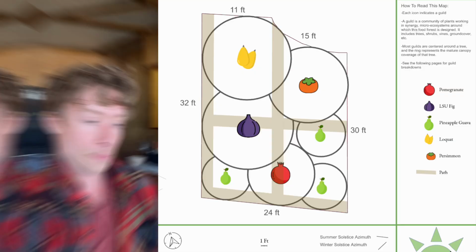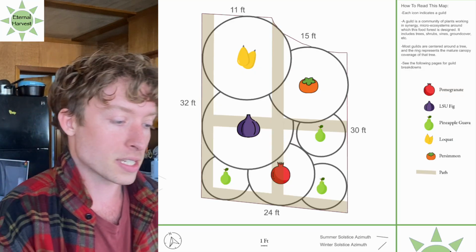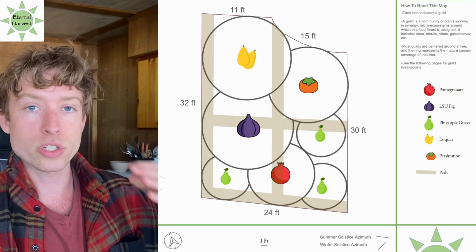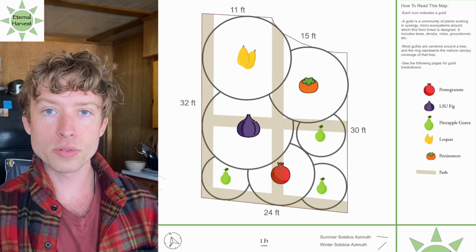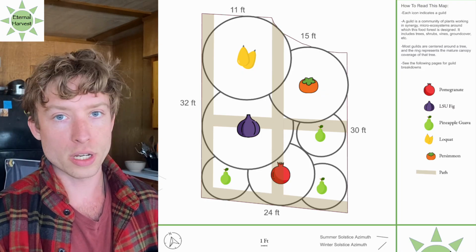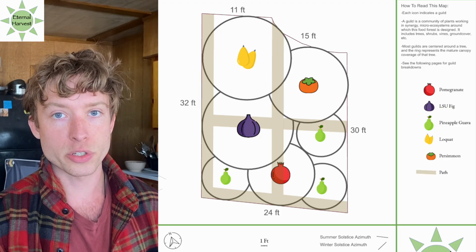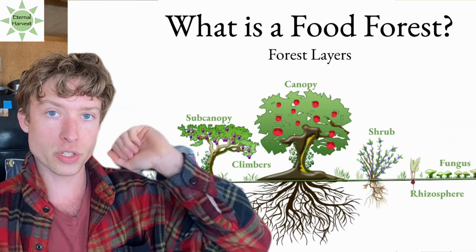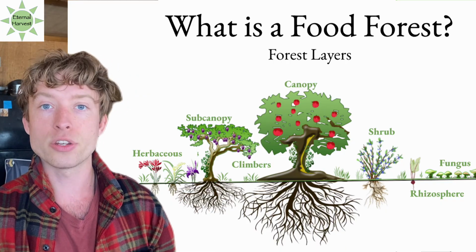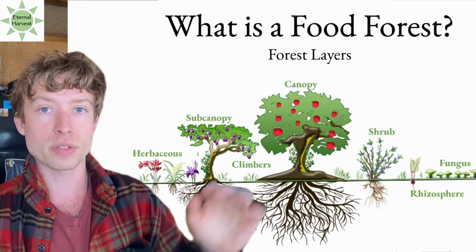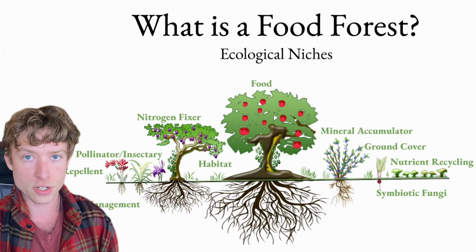I'm going to pull up different design stages. And the way I did this is I kind of just get my ideas on the paper and then I start moving things around. When you design a food forest, what you're doing is you're designing an ecosystem that has all the layers of the forest: trees, shrubs, bushes, and the ground cover. And from there, you're taking all those layers and making sure that every ecological niche is filled.